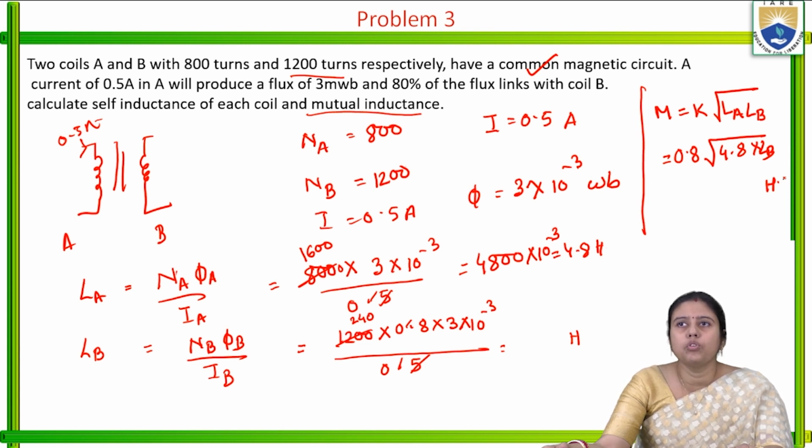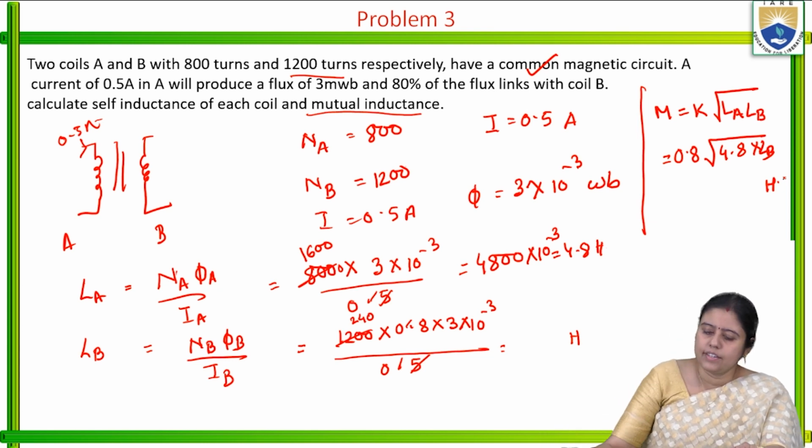And what is the mutual inductance? Mutual inductance M is equal to K root of LA into LB. LA value is given, LB value is given. So from there we can calculate the value of the mutual inductance.